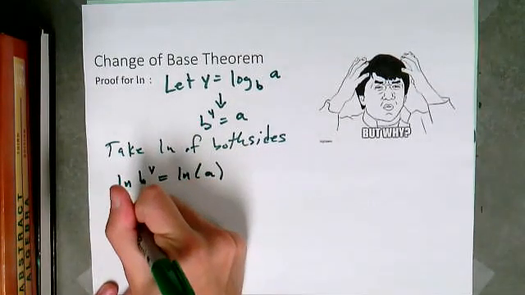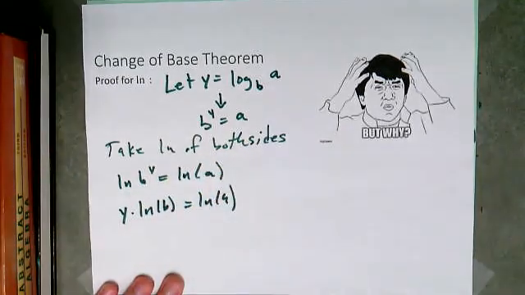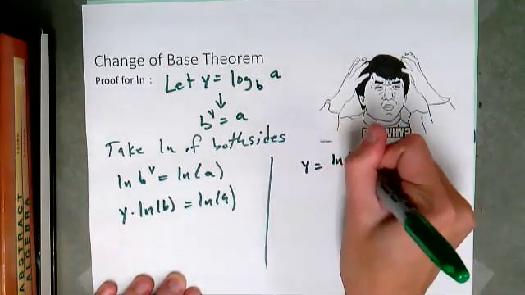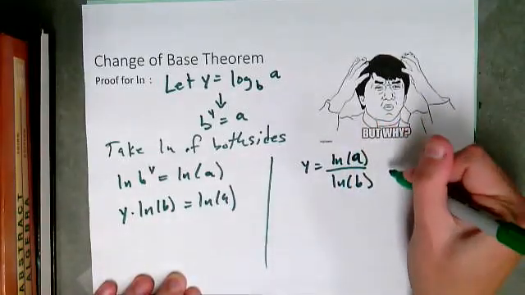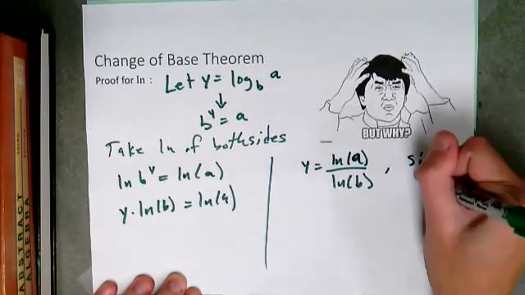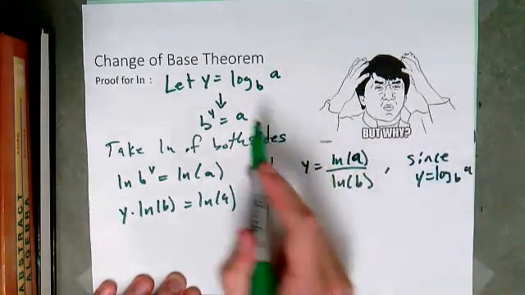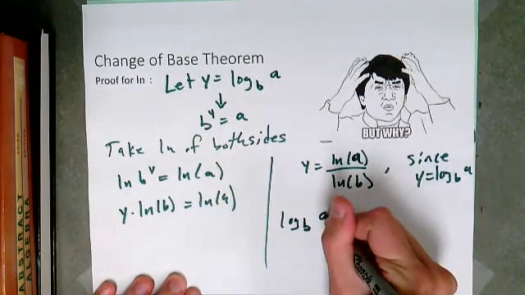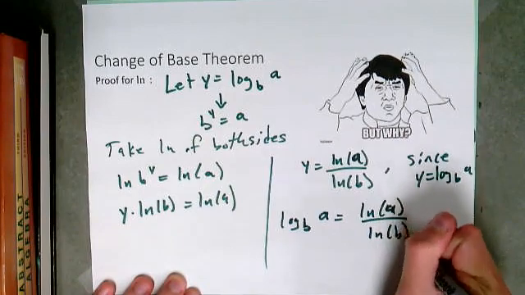Okay. So this now becomes y times natural log of b equals natural log of a. Let's keep solving for y here. Y is equal to natural log of a over, that's an a, natural log of b. And remember or recall, since y is equal to log base b of a, we get log base b of a is equal to natural log of a over natural log of b.